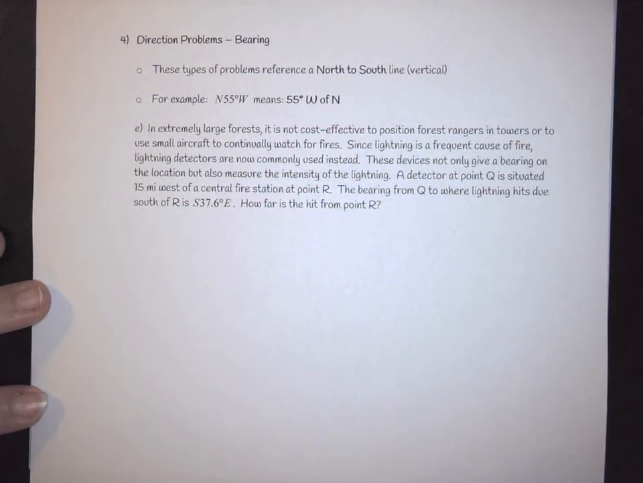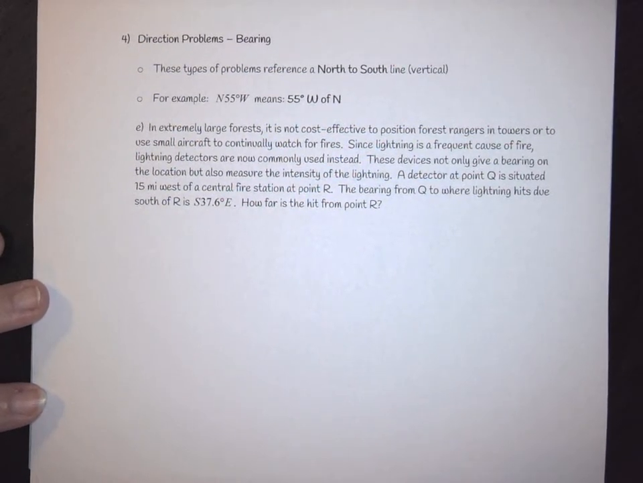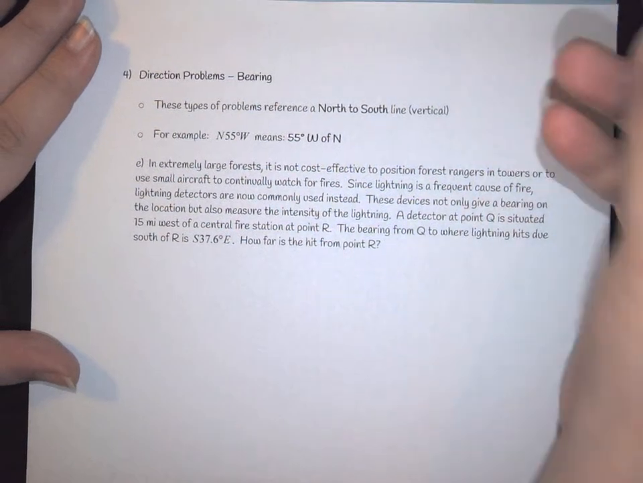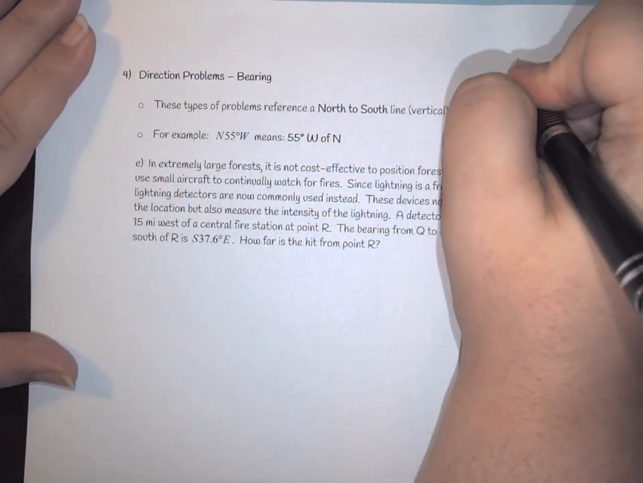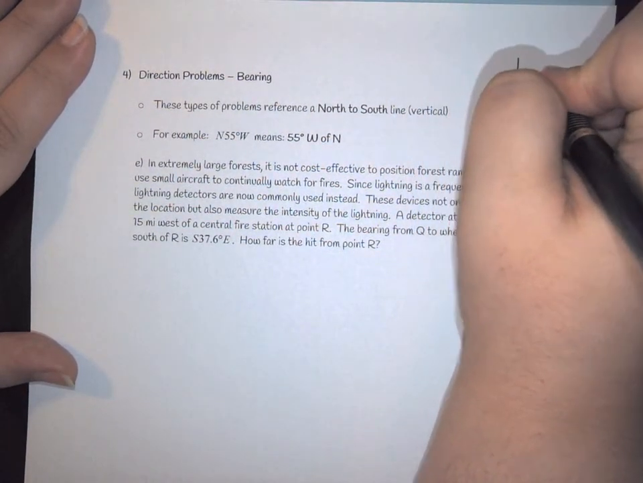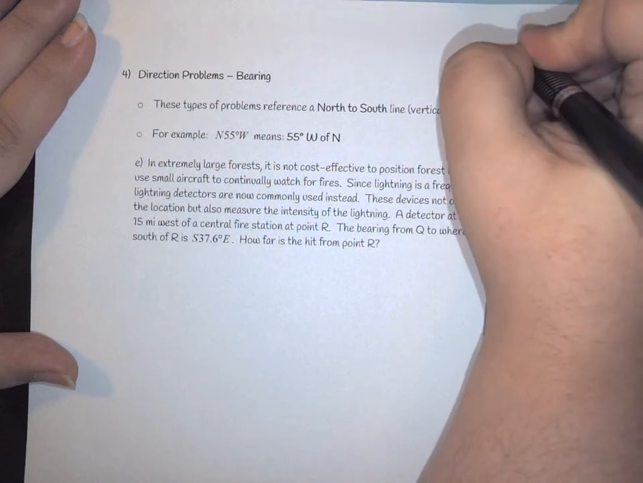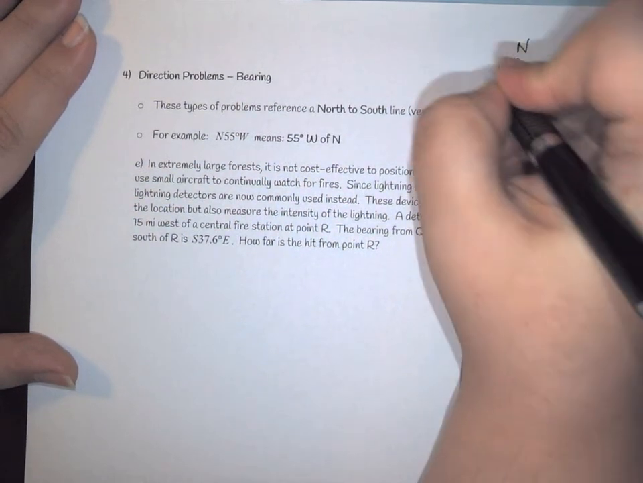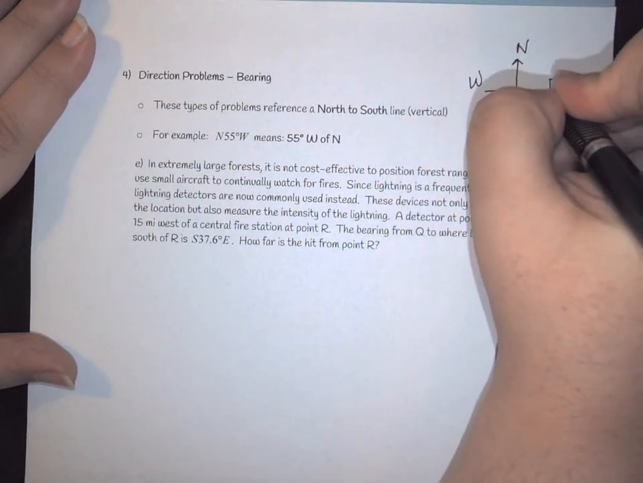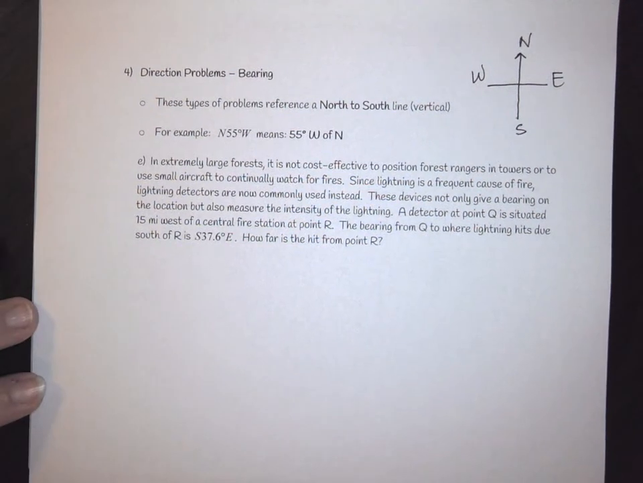Okay, so this has to do with a compass. Remember with your compasses, they kind of look like a quadrant where you have north, south, west, and east. So you need to keep your compass in mind when setting up these problems.